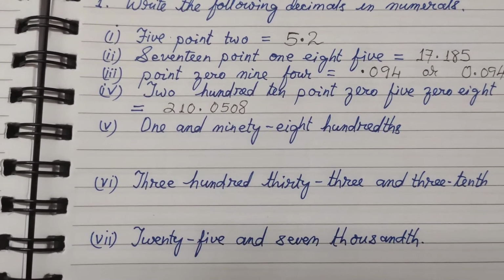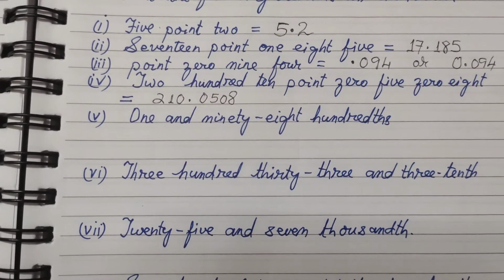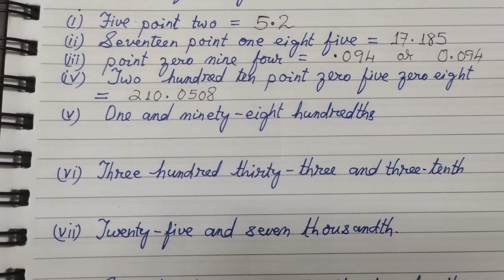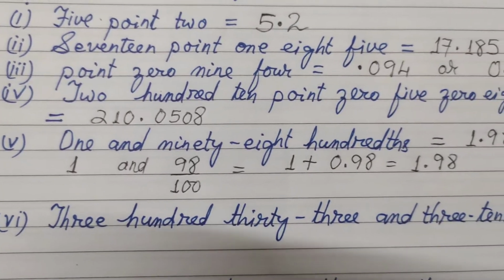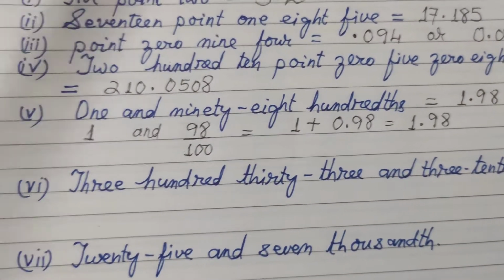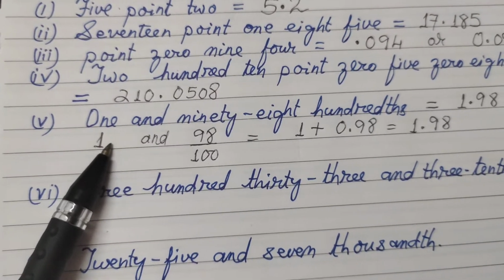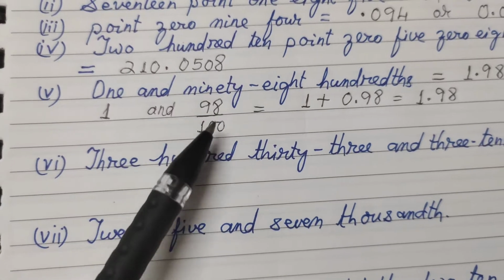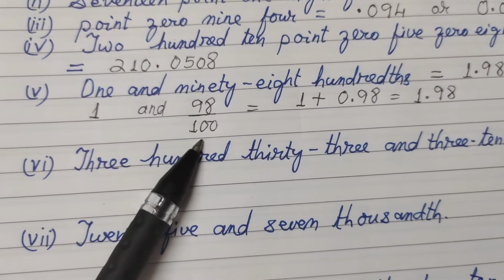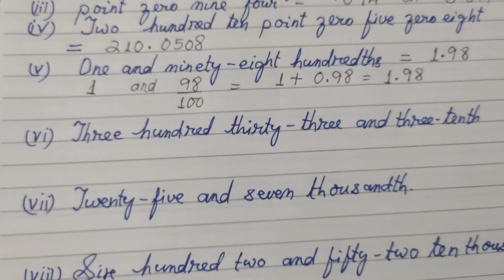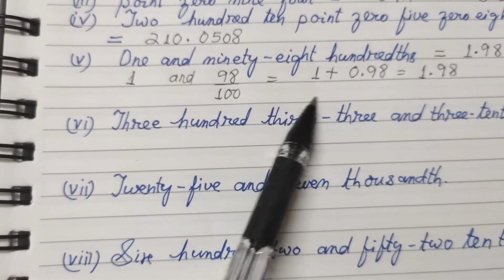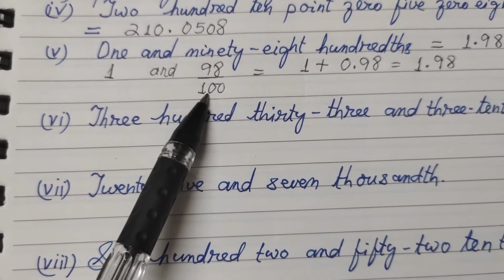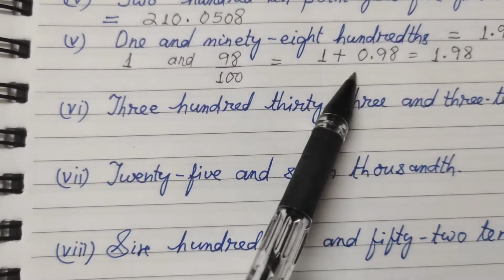Let us do the fifth question now. Now here it says 1 and 98 hundredths. Now what does it mean? Let me explain and write it for you. Okay, so I have written the question as it is given. 1 and 98 hundredths. 98 hundredths is written like this: 98 by 100. So this can be written as 1 plus 98 by 100, and by the way, 98 by 100 can be written as 0.98.